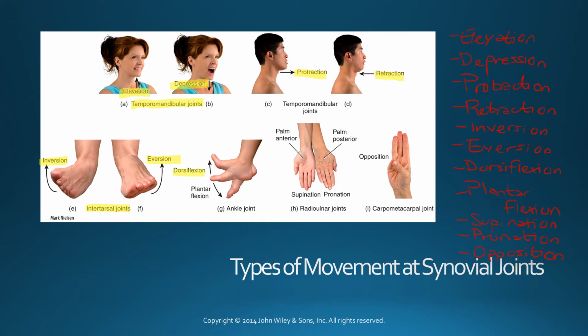Dorsiflexion refers to bending of the foot at the ankle or the talocrural joint in the direction of the dorsum. Dorsiflexion occurs when you stand on your heels, and its opposing movement is plantar flexion, and this involves bending of the foot in the direction of the plantar or inferior surface. This happens when you elevate your body by standing on your toes.